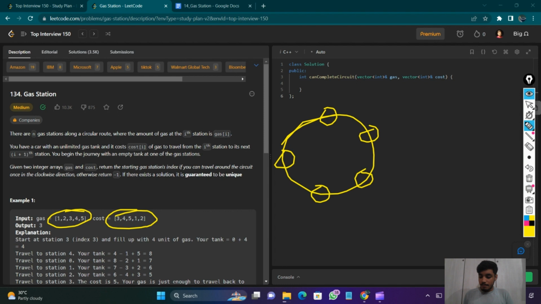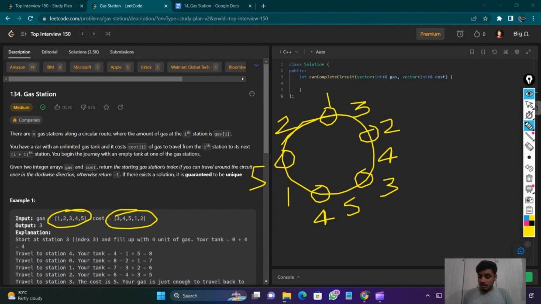In the first example, you can see that the gas at the first stoppage is given 1, at the second it is 2, third is 3, fourth is 4, and fifth is 5. So these are the amounts of gas present at each gas station, and the cost is the amount of gas required to move from one station to another. If you want to move from 1 to 2, the cost is 3, or gas required in your car is 3. Next is 4, and then 5, then 1, then 2.